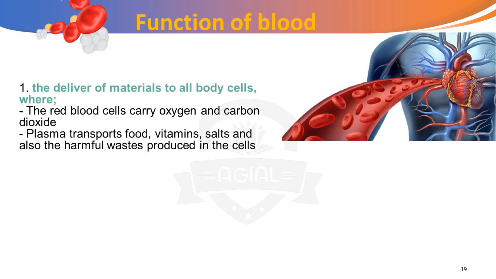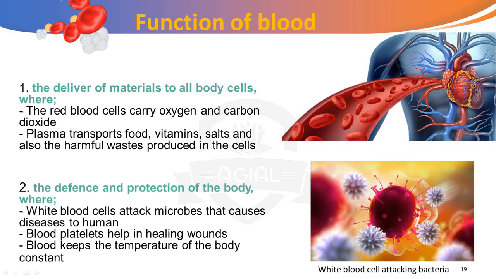Based on what we said, the blood delivers materials to all body cells, as the red blood cells carry oxygen and carbon dioxide, and plasma transports food, vitamins and salts to all the body parts and gets the wastes or harmful materials to the special organs to get rid of them. The white blood cells attack microbes that cause disease to the human, and blood platelets help in healing wounds.